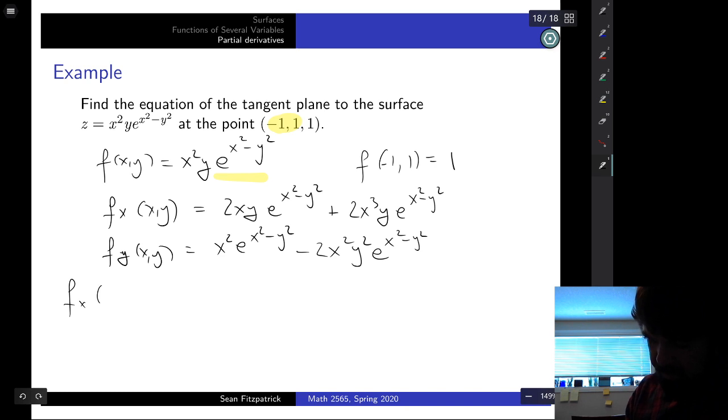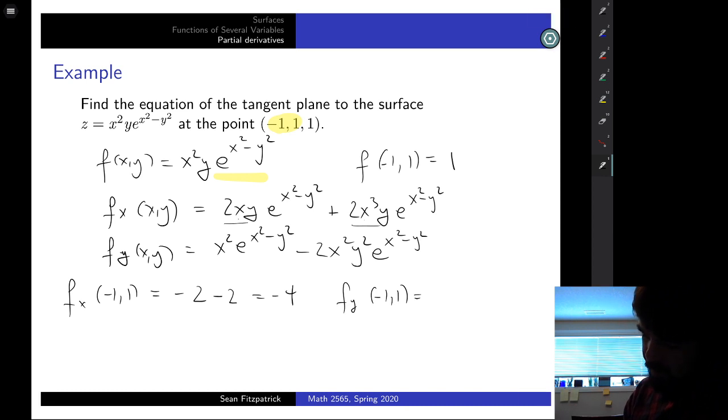The x derivative at minus 1, 1 is going to be minus 2, minus 2 more. I get minus 4. The exponential part is just going to be 1, so I'm just looking at these numbers out front, right? Both odd powers of x, so I'm going to get minus 1, and then we multiply by the 2's. The y derivative at minus 1, 1 is going to be 1 minus 2 is minus 1.